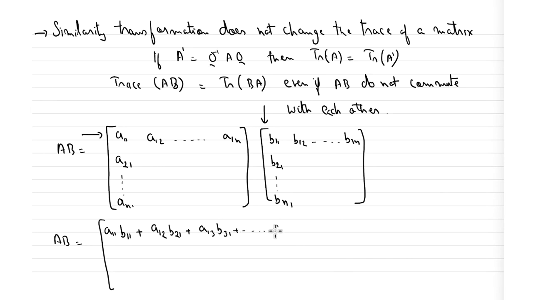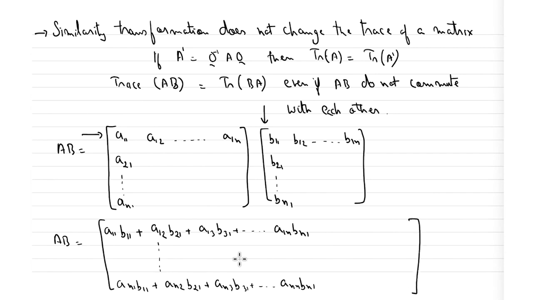And the last one will be A1N, BN1. This is my first element of first column, first row. So similarly, I can write the last element in this as AN1 B11 plus AN2 B21 plus AN3 B31, plus ANN BN1, right? And similarly here, if I go, I can write the other elements.